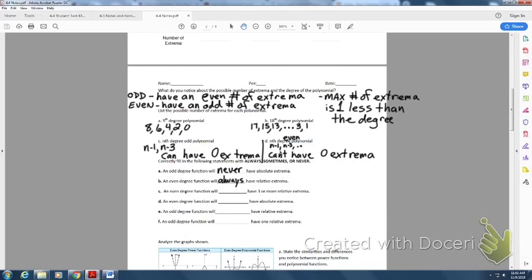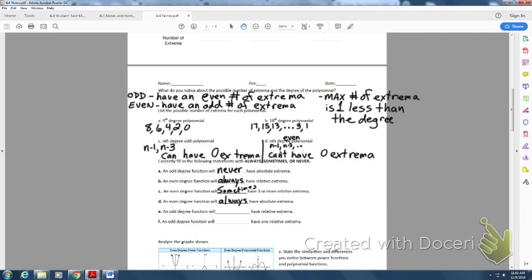An even degree function will have 3 or more extrema. This would be sometimes. An even degree can have 1 extrema if it's just that x squared I just had up there a minute ago. An even degree function will always have an absolute extrema, whether it's an absolute max or an absolute minimum.